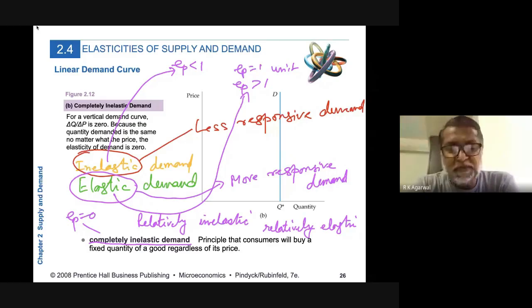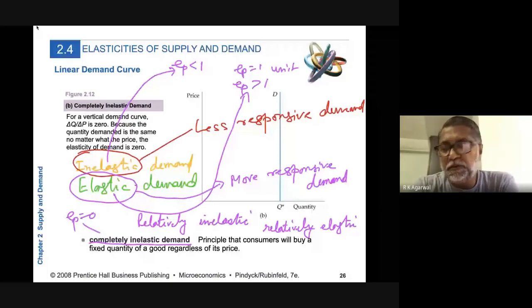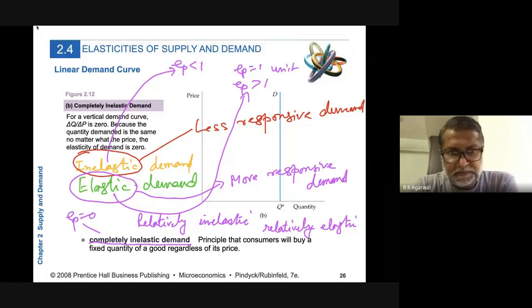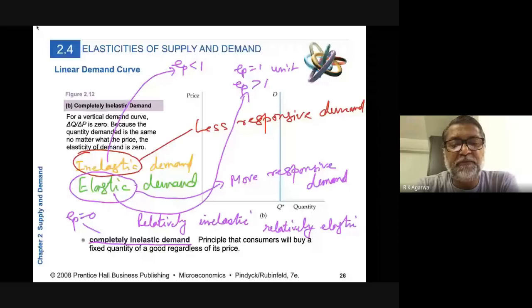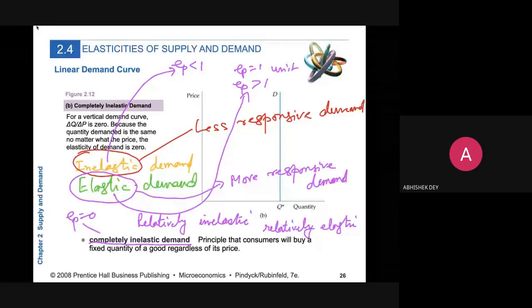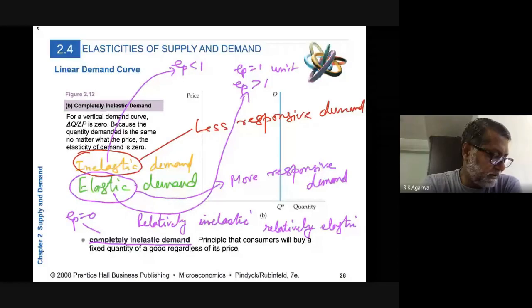Okay, let's say this way: if the absolute value of elasticity is 0, then it is called completely inelastic demand. If the absolute value of elasticity is greater than 1, then we call it relatively elastic demand. If the absolute value of elasticity is between 0 and 1, that is less than 1, then we call it relatively inelastic. Okay? Okay, sir. Thank you, sir. So this is what it is.